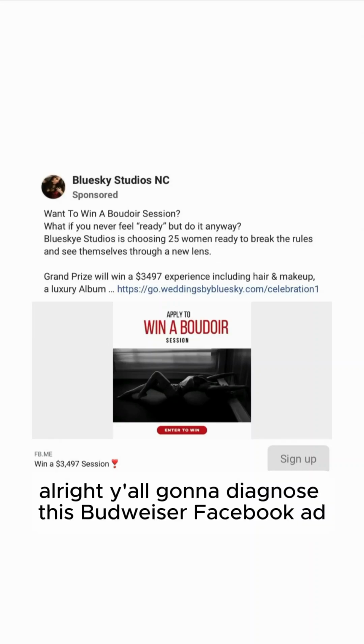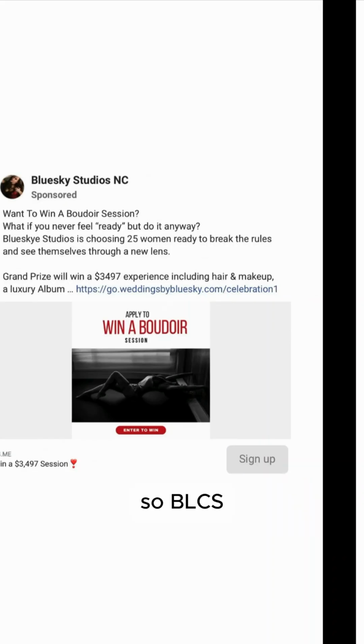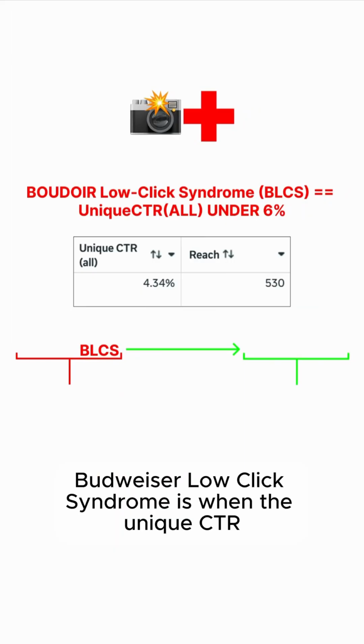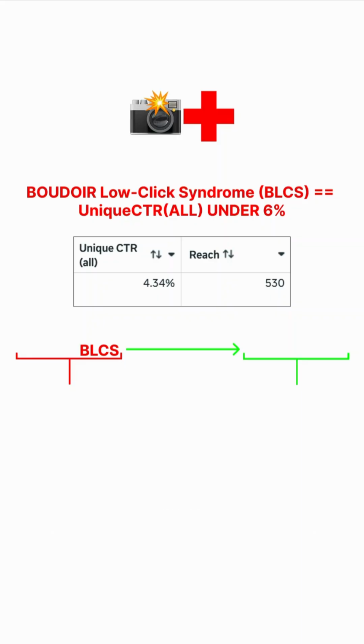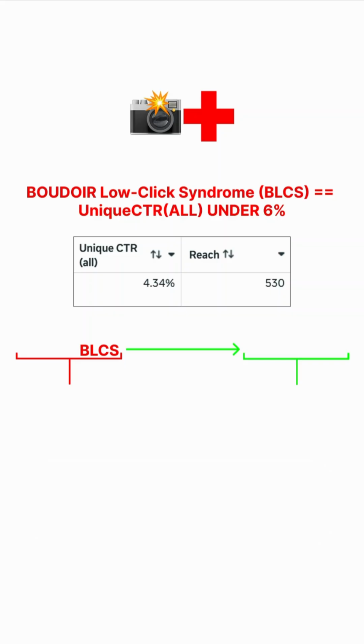All right, y'all. Gonna diagnose this Boudoir Facebook ad, see if we believe it has BLCS, aka Boudoir low click syndrome. So BLCS, Boudoir low click syndrome, is when the unique CTR of our Boudoir Facebook ad is under 6%. Now, this means fewer than 6 out of 100 women are clicking somewhere on our ad.